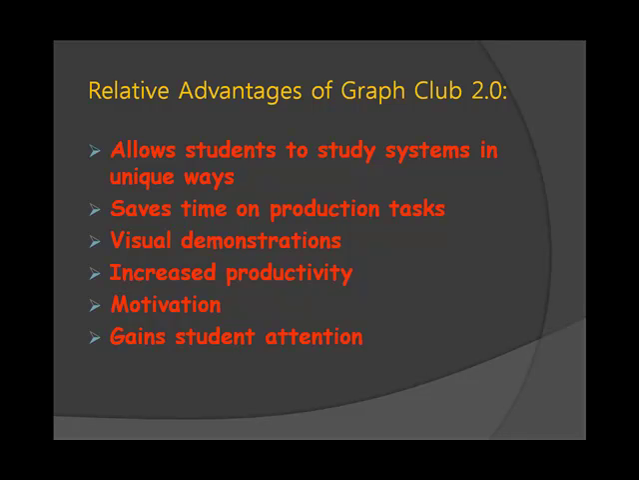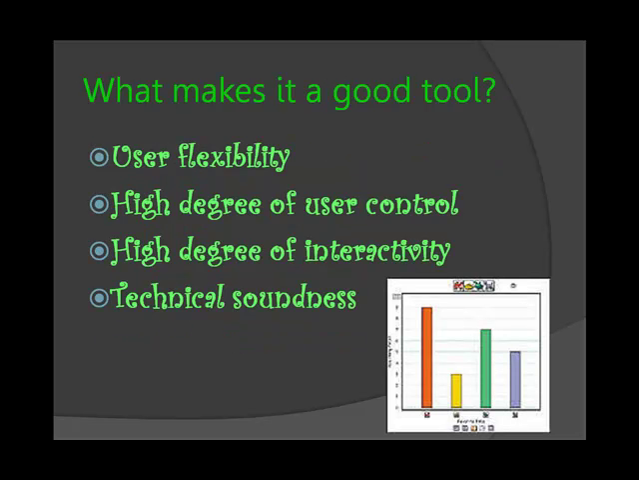Relative advantages of Graph Club 2.0 allow students to study systems in unique ways, save time on production tasks, visual demonstrations, increase productivity, motivation, and gain student attention. What makes it a good tool? User flexibility, high degree of user control, high degree of interactivity, and technical soundness.